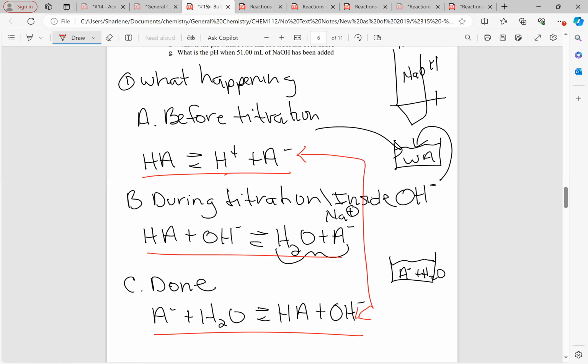I got a question. Yes. Well, on C, what does it mean by different species? I don't get what that's supposed to mean. Oh, that's all of these pieces. What is floating around in your beaker? So right okay, now, gotcha. I have sodium, I have A minus, I have H2O, and I have some hydroxide. Okay, thank you.